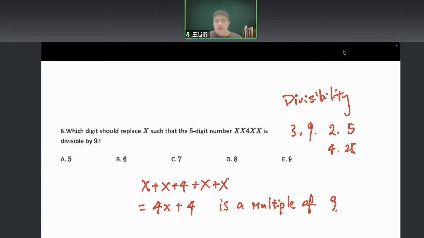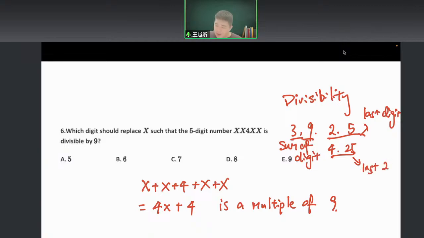So, for 3 and for 9, we look at the sum of digits. And for 2 and 5, all we need to do is to look at the last digit. And for 4 and 25, we need to look at the last 2 digits. So the answer for this one is D. Okay, so I'll move on.